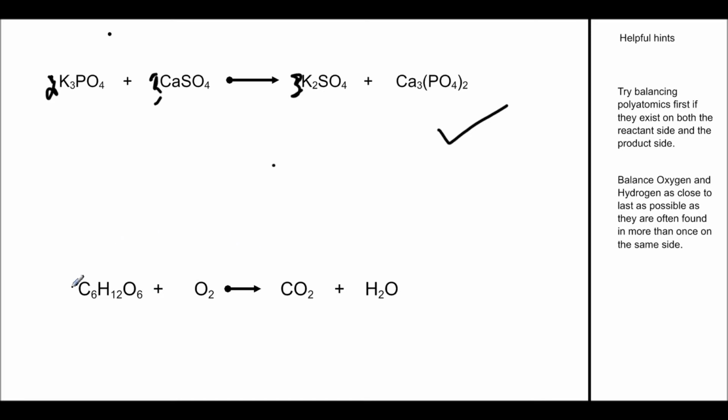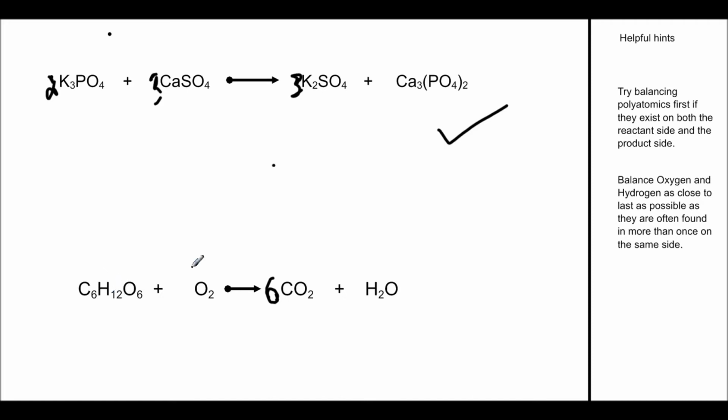So I'm going to start with the carbons. I have 6 here and 1 here. So I'm going to need to change that. I'm going to put a coefficient of 6 in front. That now gives me 6 carbon and 6 carbon. Okay. Because I have oxygen in 2 places here, I'm going to leave it until the end. I'm going to try and do the hydrogens first.